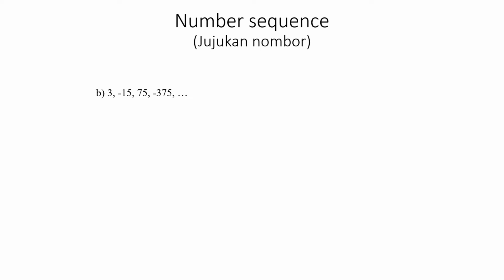For question B, you can see that the pattern starts with a positive number, then negative, then positive, negative. So this is possibly a multiplication. The pattern is multiplied by negative 5. Then we need to define 3. So 3 is equal to 3 multiplied by negative 5 to the power of 0. Negative 5 to the power of 0 is equal to 1, so 3 times 1 is 3.